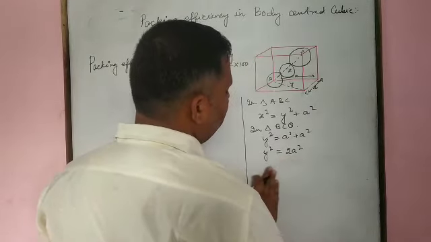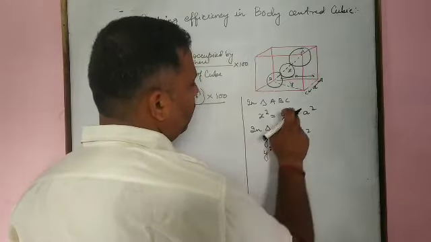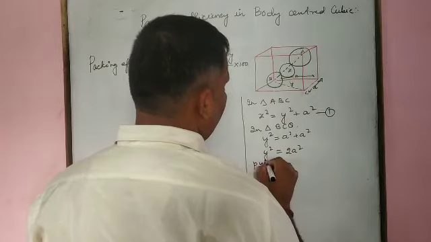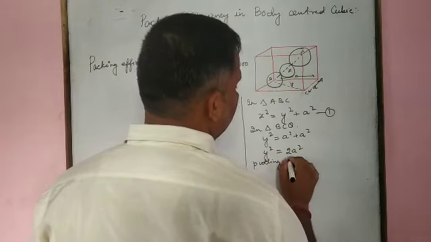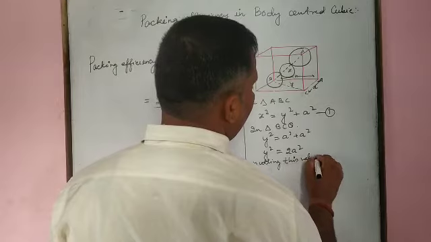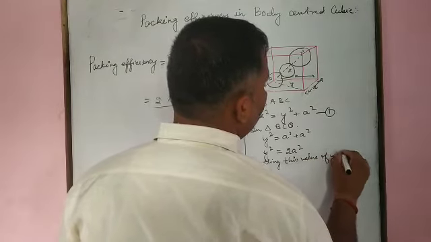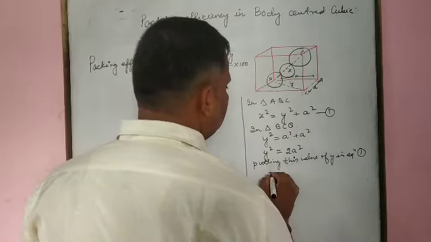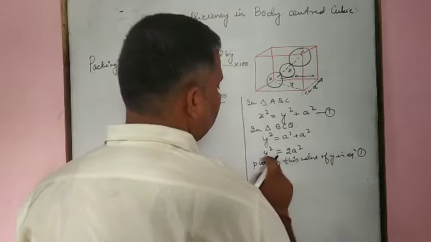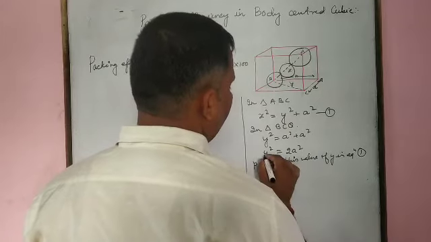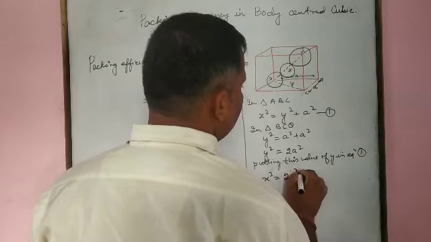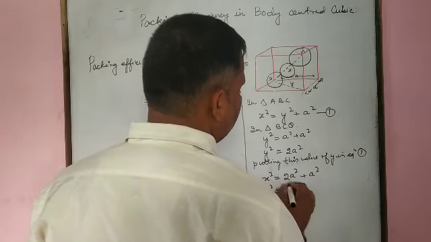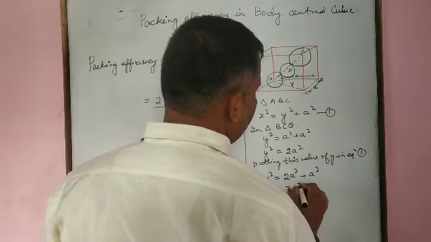But we have to get the value of y square. Putting this value of y in equation 1. We have x square is equal to y square, y square equals 2a square plus a square. x square equals 3a square.